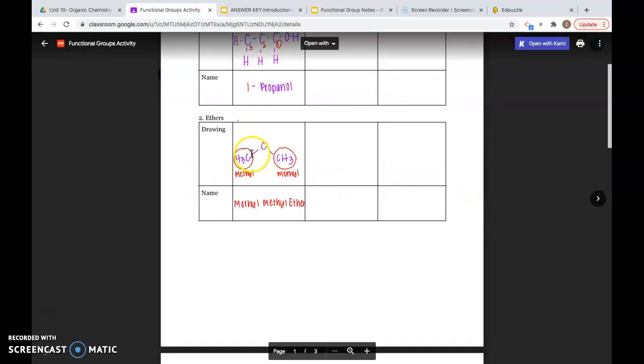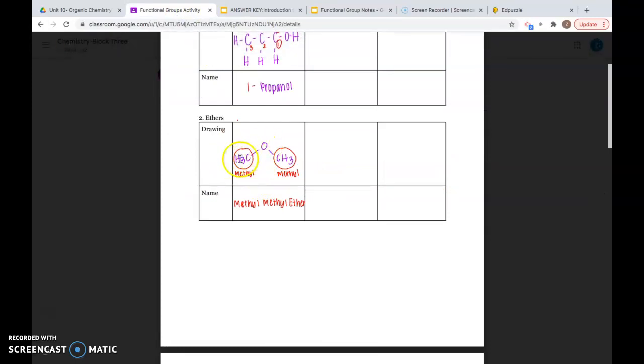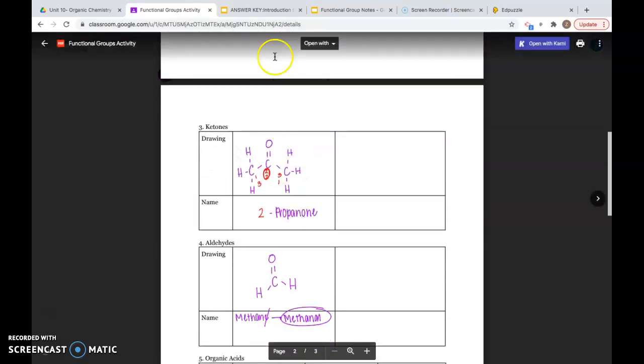So here we have, off of our oxygen, 2 methyl groups, and actually this should be dimethyl ether, just like we did with parent chains the other day. If we have 2 of the same chains, we can attach the names together. So we shouldn't be writing methyl-methyl. It should be dimethyl ether. Then we go on to the next slide.